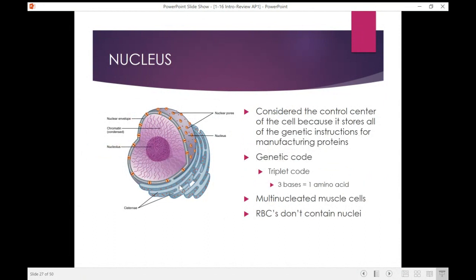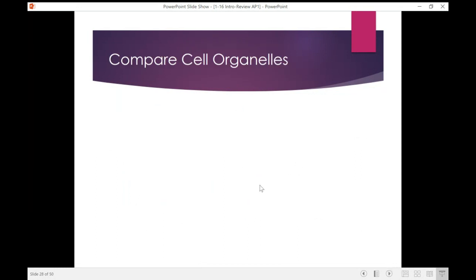Here's the nucleus. It's considered the control center of the cell. It's going to store all of that genetic instructions for manufacturing the proteins. So remember, the proteins are the most abundant, right? Most abundant and the ones that we use the most, okay? So that has the genetic code inside. Remember, we have a triplet code. So 3 bases is going to equal 1 amino acid. So we might have, I don't know, AUG, and that's going to code for one of those amino acids. It's also, remember, we have multinucleated muscle cells, and red blood cells don't contain a nucleus.